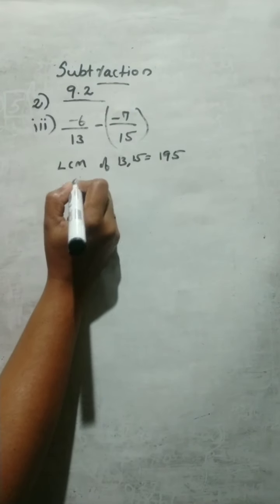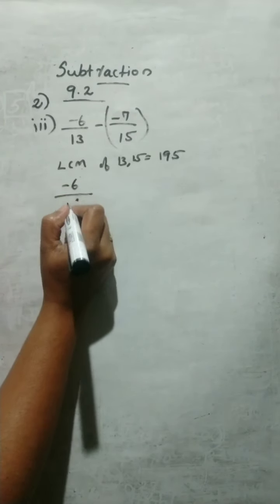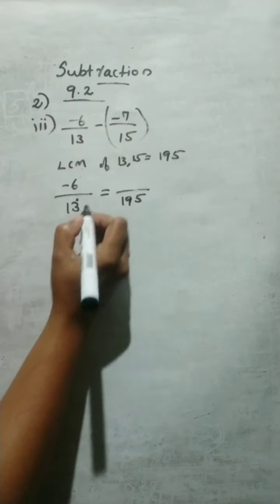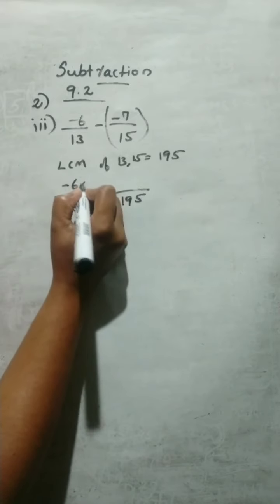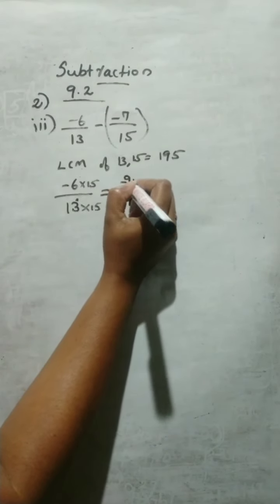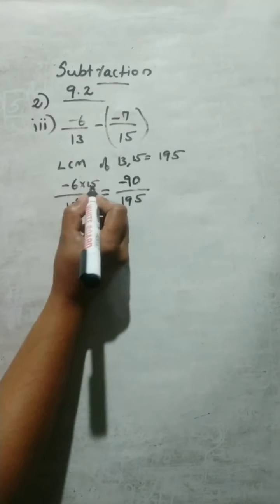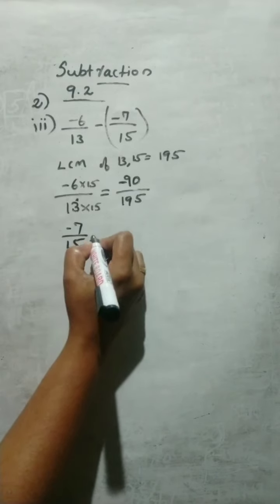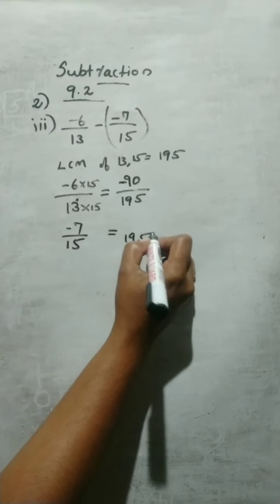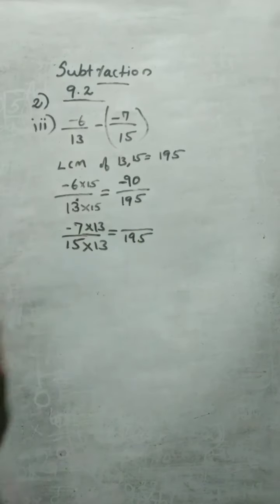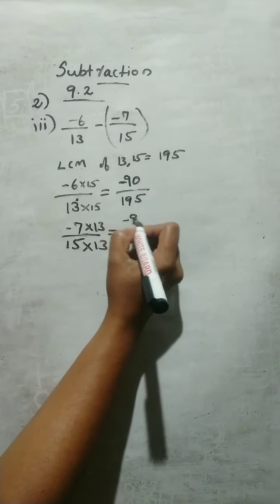The next step is we have to convert both rational numbers into fractions with 195 as the LCM. Times 15, here also 15. Then this will be negative 90. Negative times positive will be negative. Then negative 7/15 is equal to something over 195, so times 13, here also times 13. Then this will be negative 91.